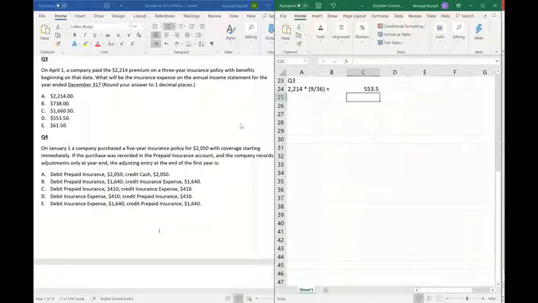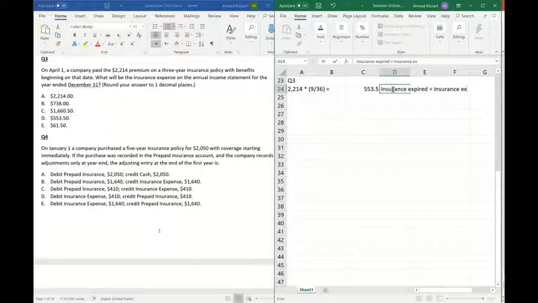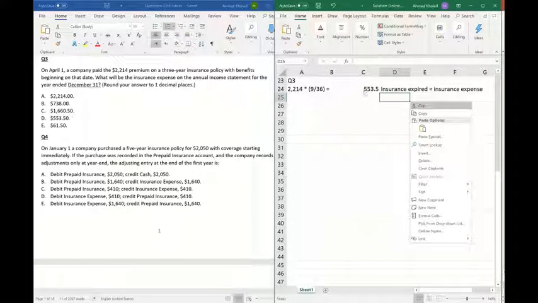is 553.5. So this is the amount of insurance expired, which is the insurance expense, and this is for the first year. So the answer here is D. So the answer is D.